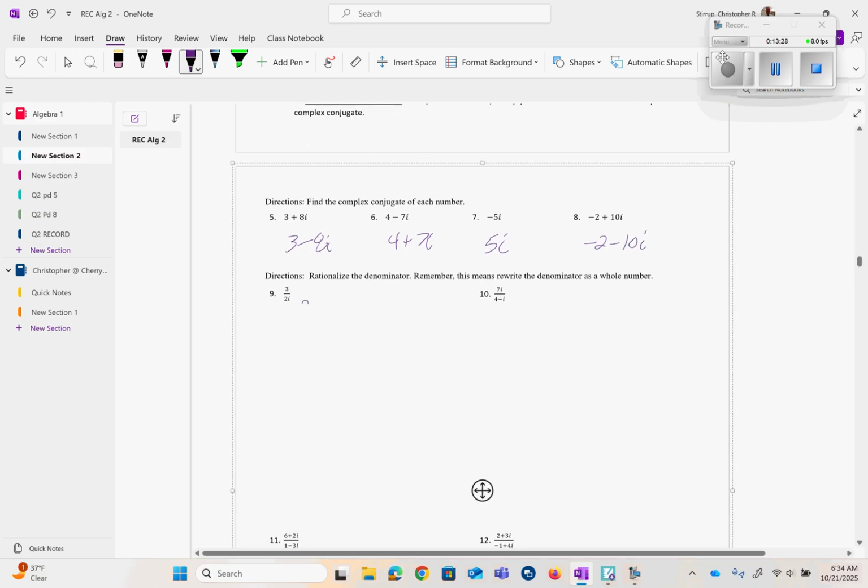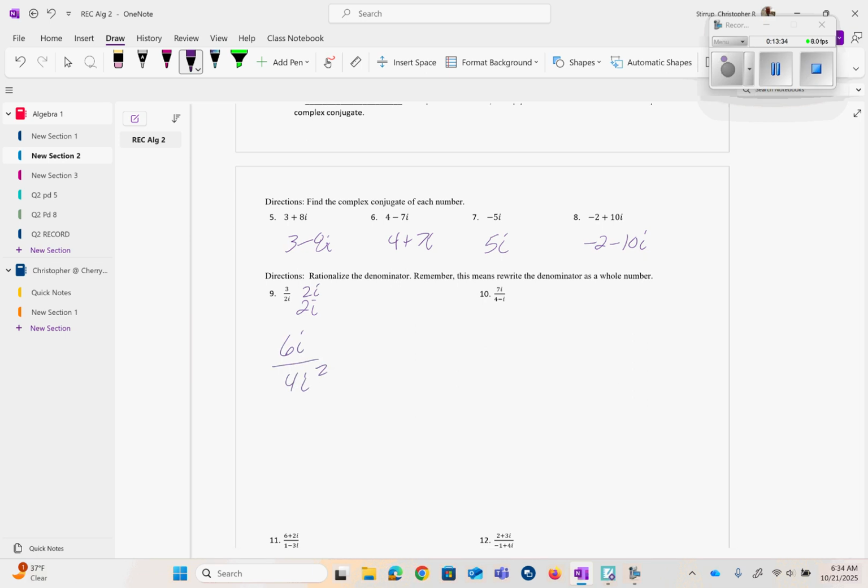When we rationalize, multiply top and bottom by 2i, so that's going to give me 6i on top over 4i squared. i squared is negative 1. So that's going to give me 6i over negative 4. Reduce that. That's going to give me negative 3i over 2. On this one, I'm going to multiply the top and bottom by the conjugate. So 4 plus i.